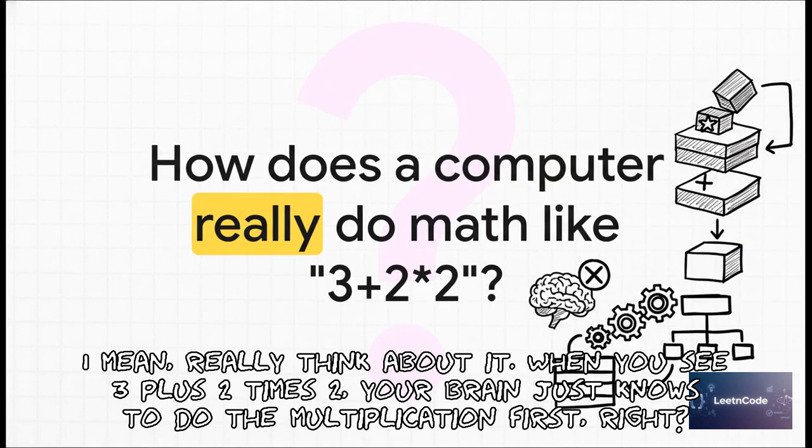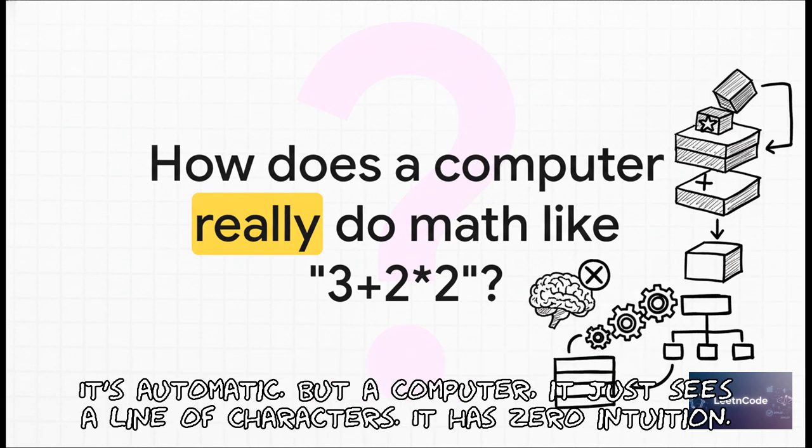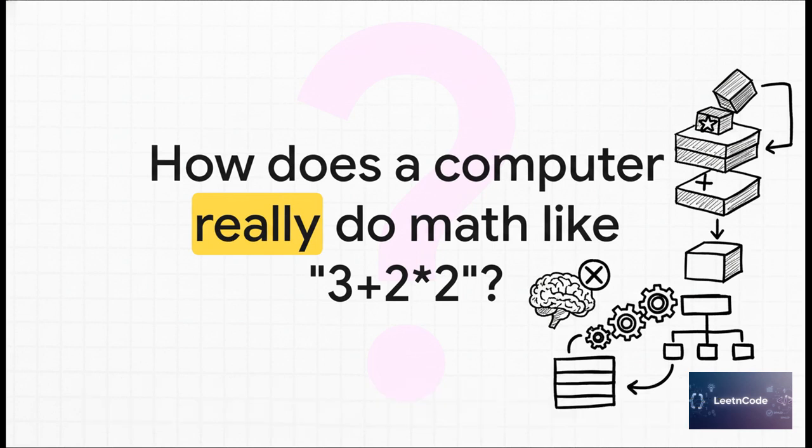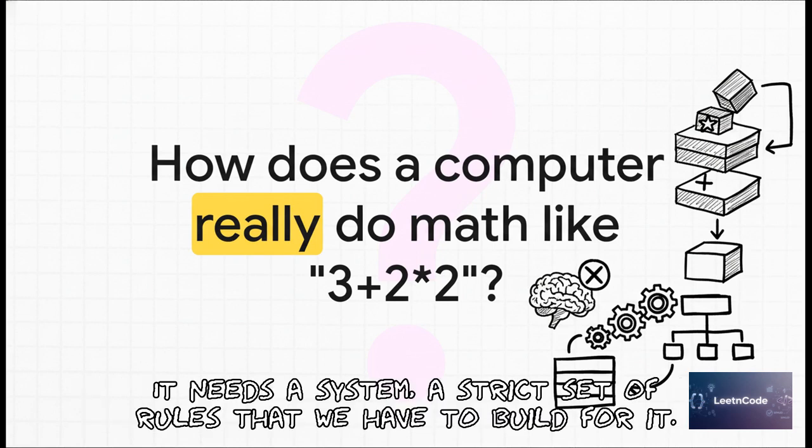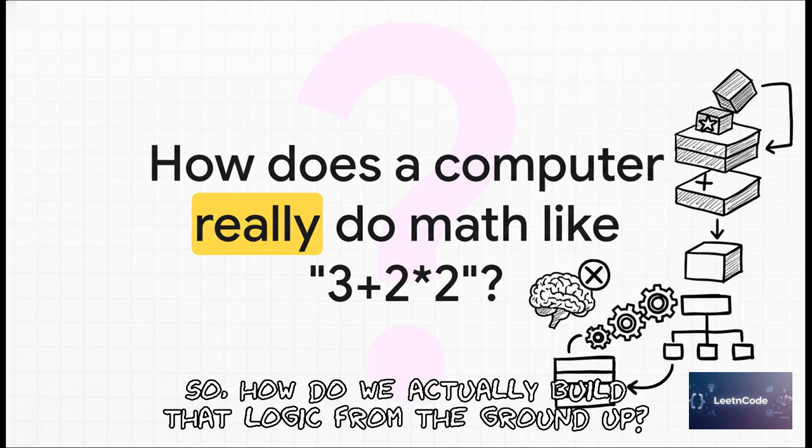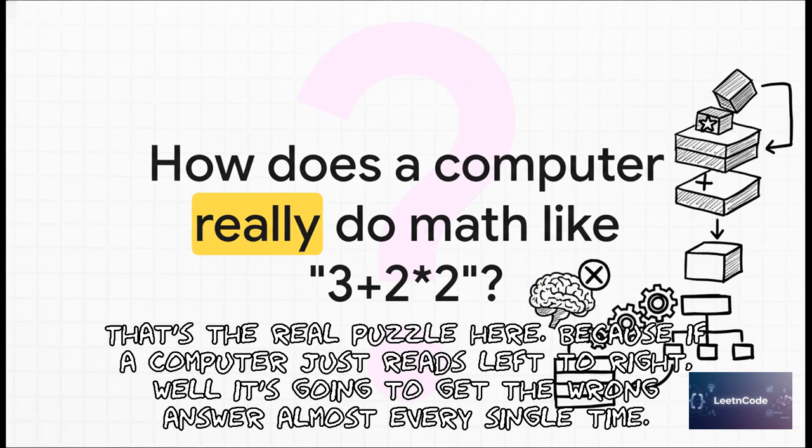I mean, really think about it. When you see 3 plus 2 times 2, your brain just knows to do the multiplication first, right? It's automatic. But a computer just sees a line of characters. It has zero intuition. It needs a system, a strict set of rules that we have to build for it. So, how do we actually build that logic from the ground up? That's the real puzzle here.